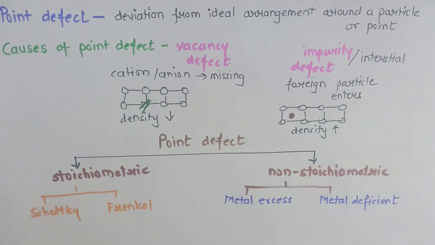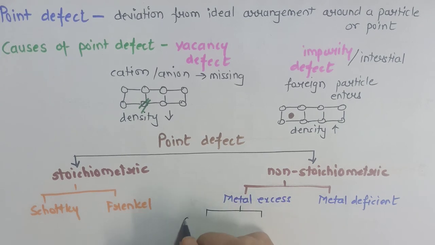Now we know metal means cations. The metal always forms cations. So what do you mean by metal excess? Metal excess means either cation will be present extra or there will be the vacancy of anion.